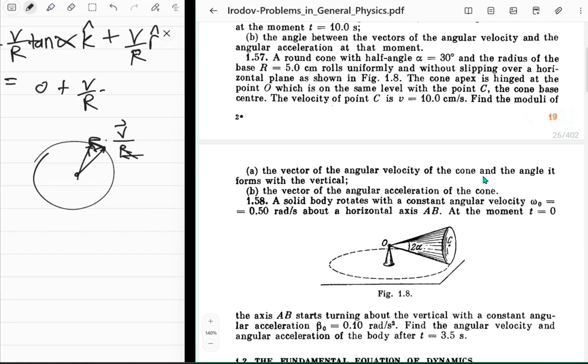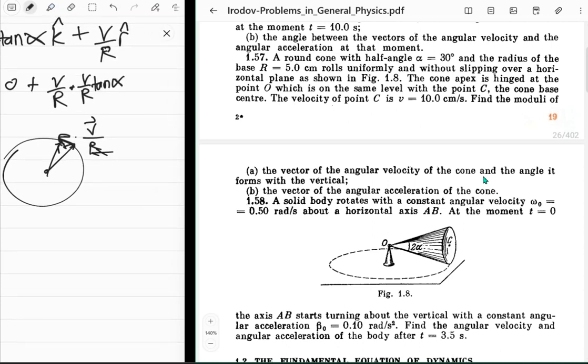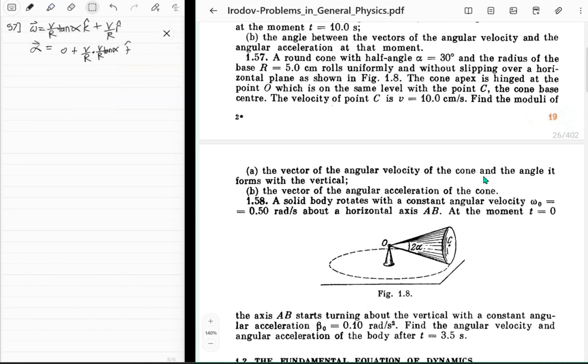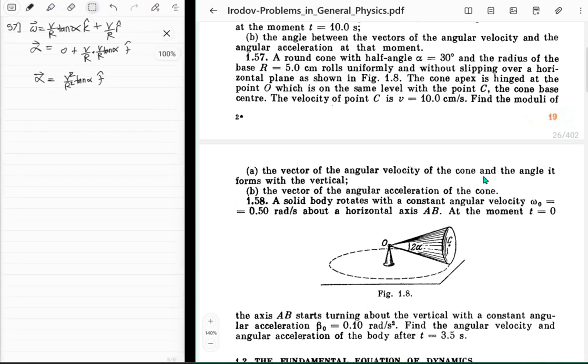So v vector upon r, you say. Magnitude wise, it's just omega, v upon r tan alpha, right? But its direction is along t hat, not k hat. Cool, that should be doing it. So our angular acceleration will be v squared upon r squared tan alpha times the tangential vector. Yeah, that should make sense.